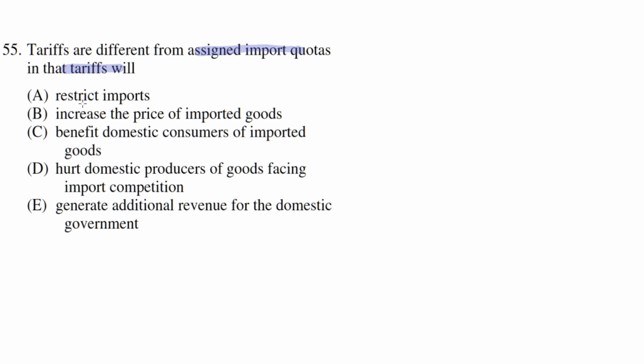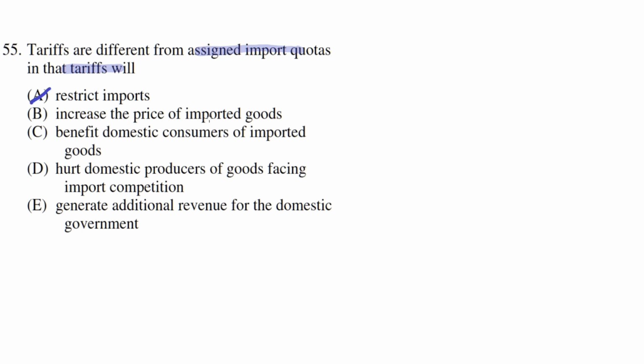Option choice A says restrict imports. This is incorrect because quotas restrict imports to a certain amount and tariffs do as well. This is because tariffs increase the price of those imported goods, meaning that less of those goods will be imported, so they also restrict imports. Because both tariffs and assigned import quotas restrict imports, A is incorrect.